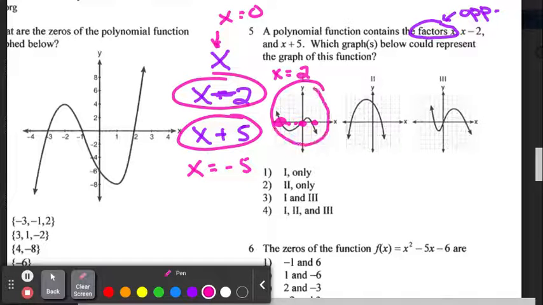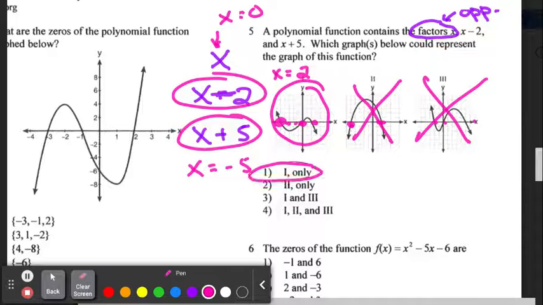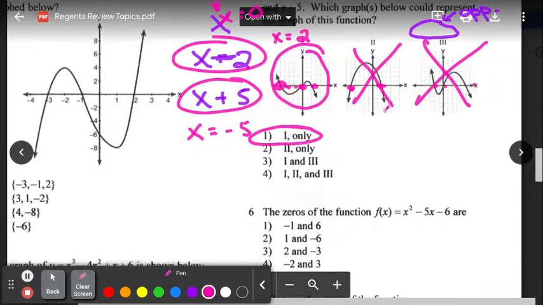It could be this one. This one only has 2 x-intercepts. And this one is -2, 0, 5. That's tricky. There's no other question like that, but hopefully they won't ask that on this Regents.